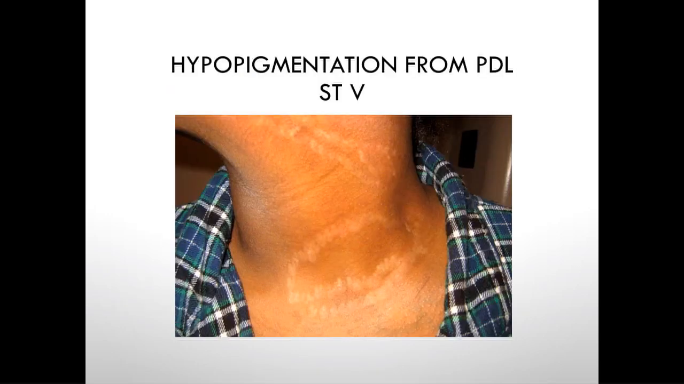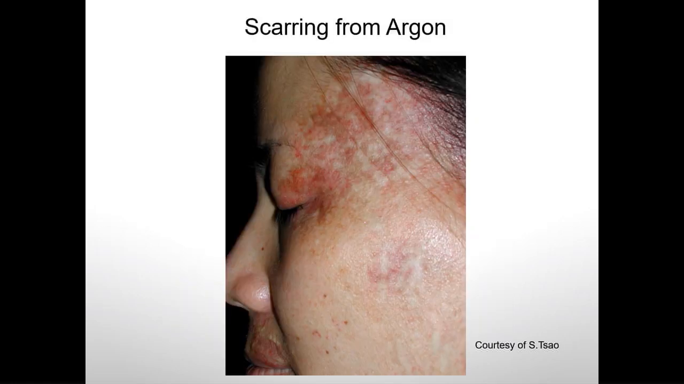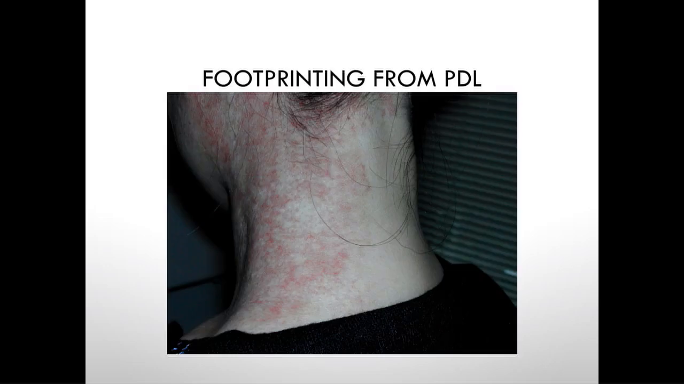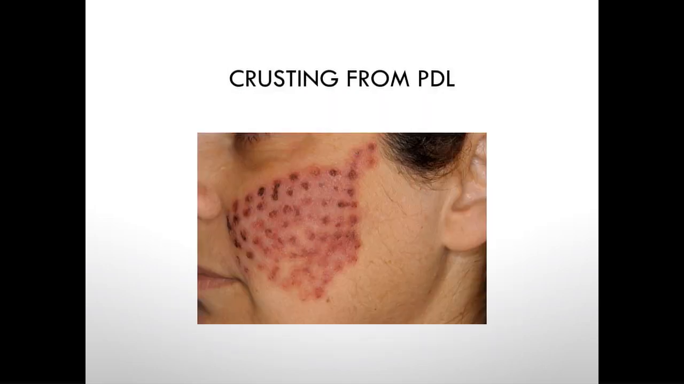So this is an example of hypopigmentation that is permanent from a PDL on a skin type 5 patient, scarring from argon laser, scarring from Nd:YAG laser, footprinting from poor technique with PDL, crusting from pulse dye laser. Here it's so important to do very good post-op care to prevent scarring.